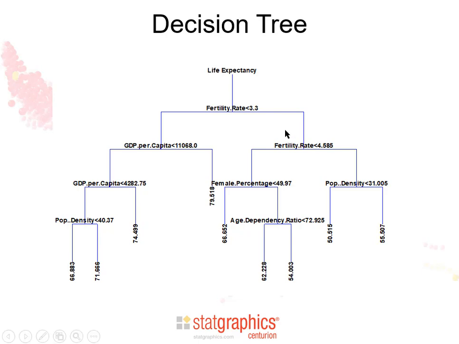Now you can see that that contrasts quite dramatically with some other leaves. You see leaves over here with predicted life expectancies of 50.5, 55.5. And those are countries with high, actually very high fertility rates. So that's a regression tree.